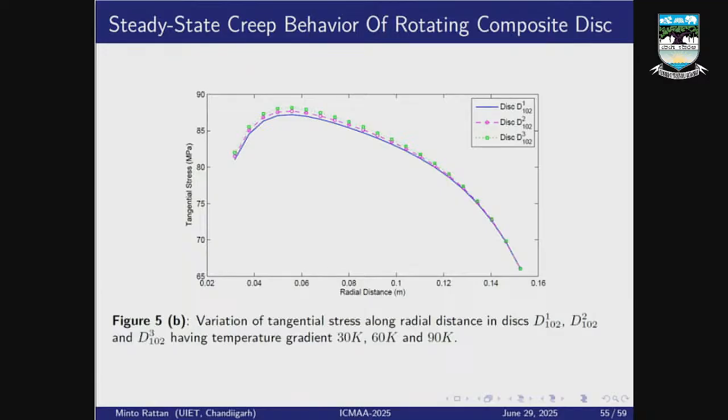The graph shows that the tangential stress attains values of 81.98 megapascal, 81.51 megapascal and 81.04 megapascal at the inner radius, then increases and attains maximum values of 88.15 megapascal, 87.67 megapascal and 87.19 megapascal at a radial distance of 0.0559 meters for disks D3, D2 and D1 respectively, and again decreases to 66.05 megapascal as one approaches the outer radius. As the thermal gradient increases, the tangential stresses also increase slightly.